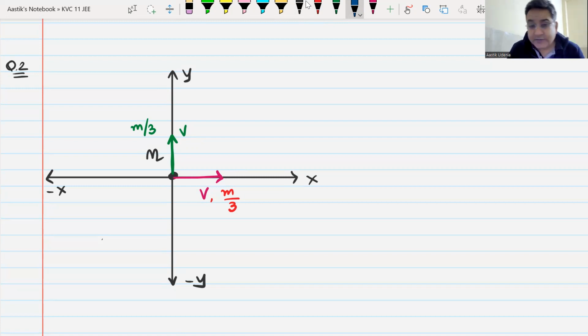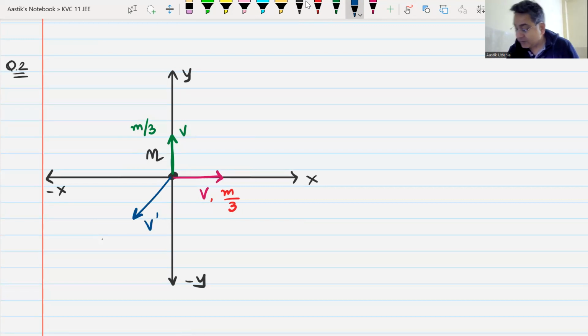Z-axis, sir? No, it's not going to go on the Z-axis. Trust me on that. It will remain here in the XY plane. Minus x-axis? No, it will not go in the minus x-axis. It will go like this. Somewhere in the third quadrant it will go.